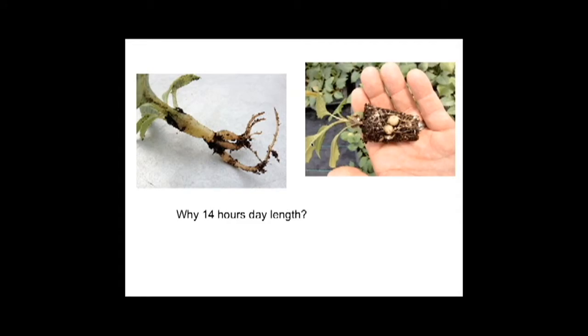And why 14-hour day length during propagation? Simply, these pictures show very clearly. You'll see that even during the short propagation time, these little dahlias will form tubers. And the issue you have to worry about with tubers is that once the dahlia starts forming tubers, it becomes less vigorous. The plant physiologically takes the energy that should be producing leaves and growth and puts it into tuber formation.